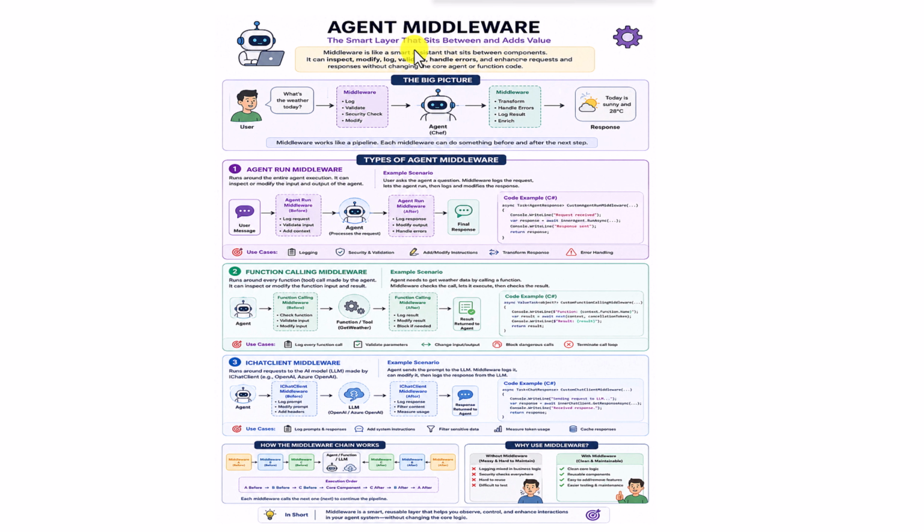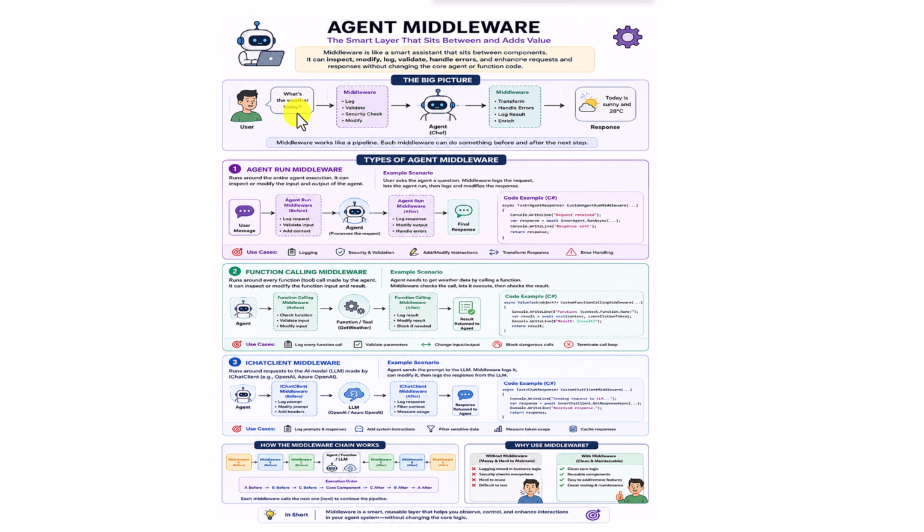It can watch what is happening, check the request, change something if needed, log information, handle errors, and then allow the process to continue. The important point is middleware helps us to add extra behavior without changing the main agent code. Let's start with a simple definition.